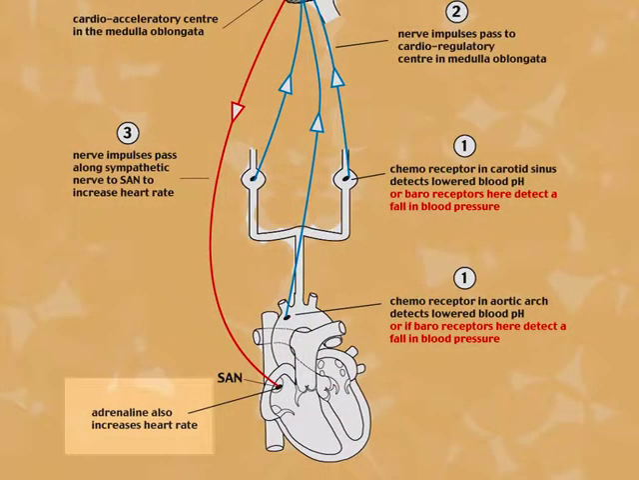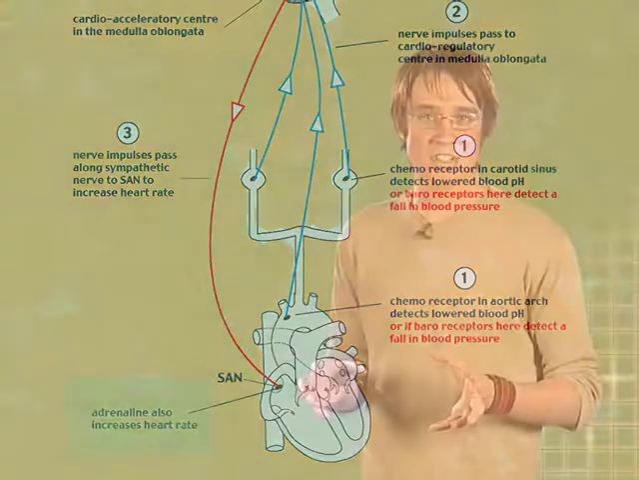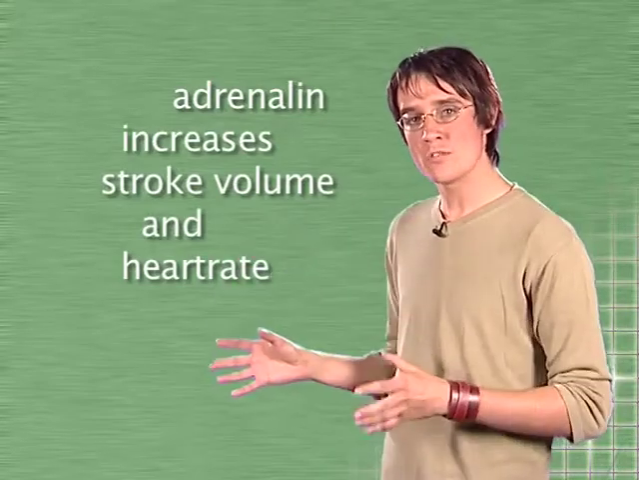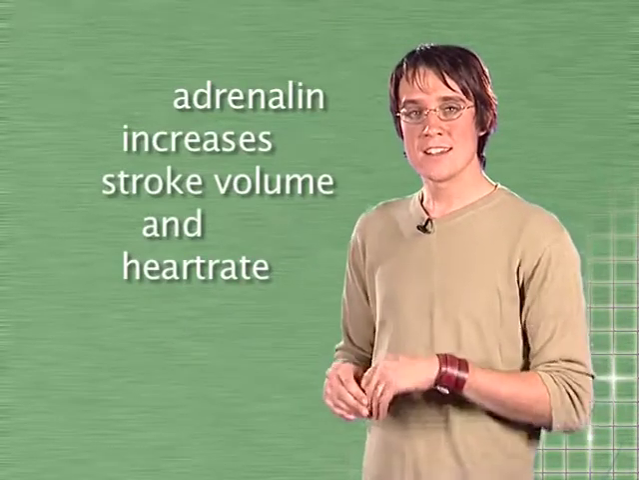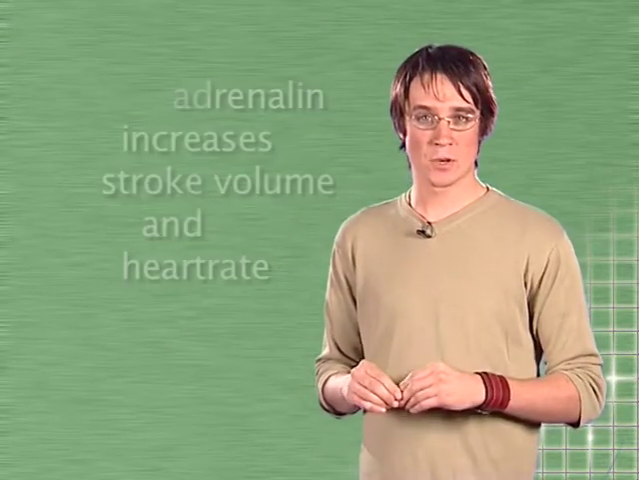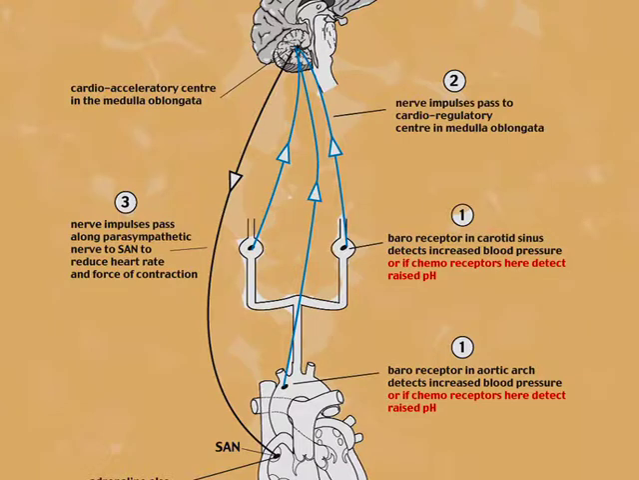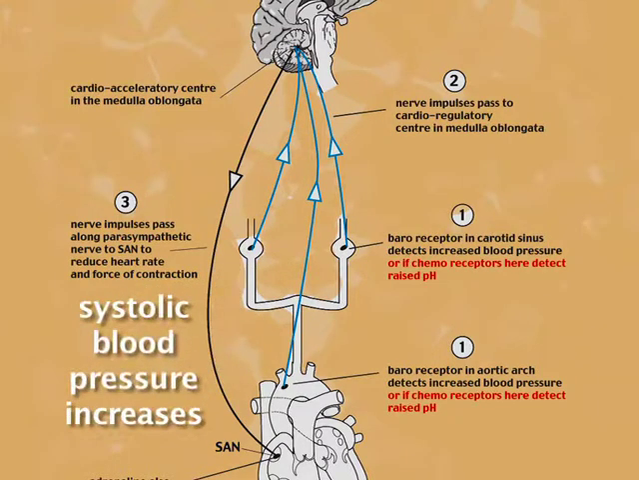You can also see that adrenaline, produced by the adrenal glands in conditions of excitement, stress, anger or danger, will increase both the stroke volume and the heart rate, therefore increasing the cardiac output, preparing the body for fight or flight. When the heart rate increases, the cardiac output increases, as does the force of contraction of the heart, so the systolic blood pressure increases during exercise.